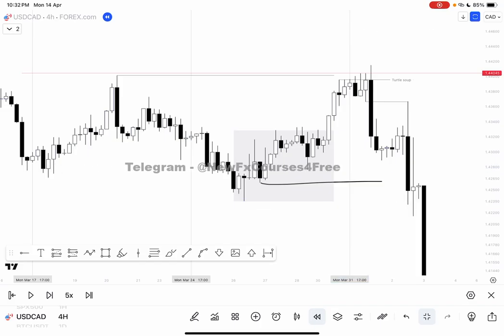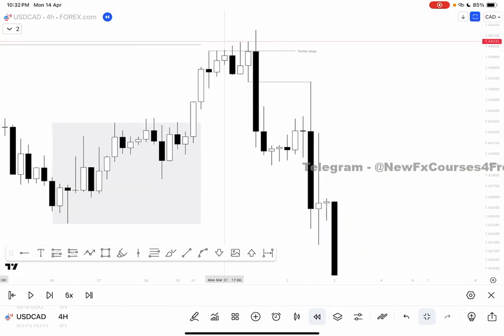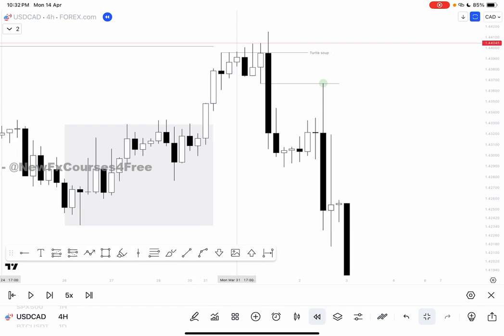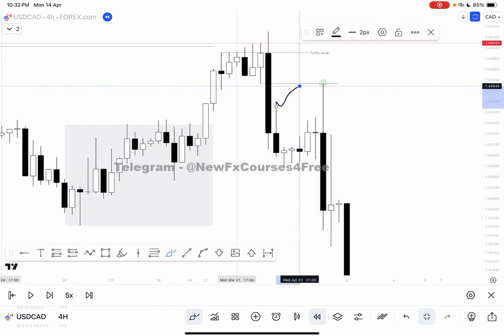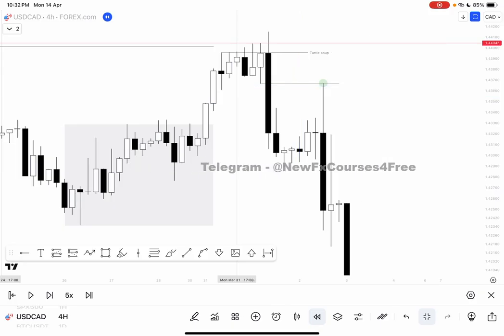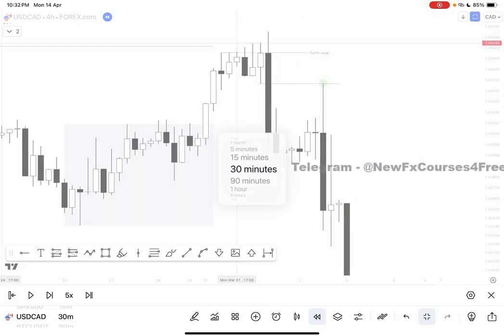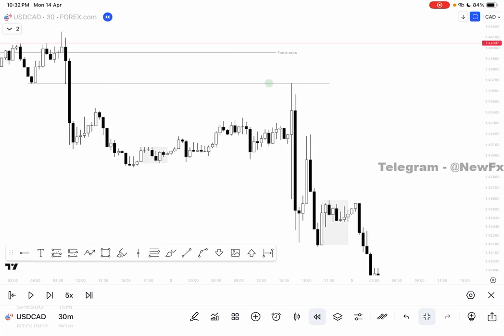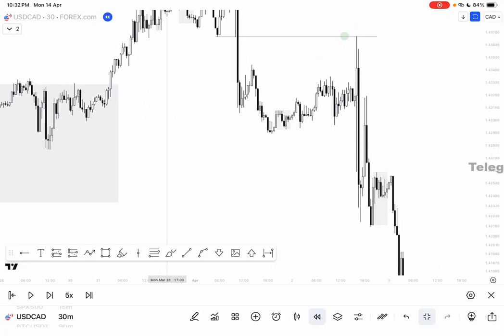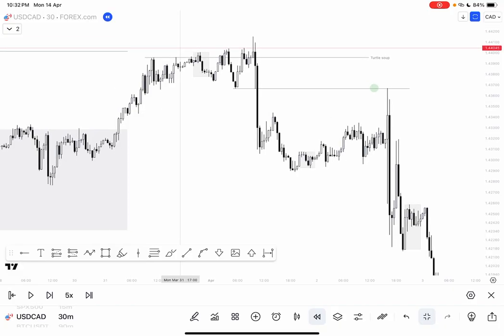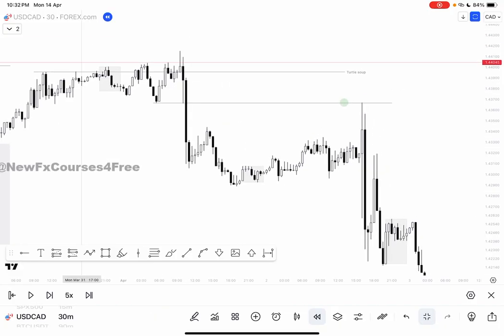So let's see what actually happens. We tapped on this order block neatly with this move here and rebalanced this imbalance here. That's the FVG. And let's go to the lower time frame.